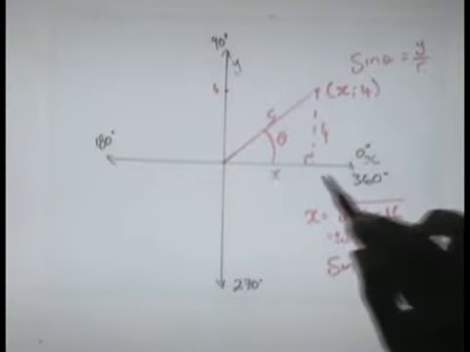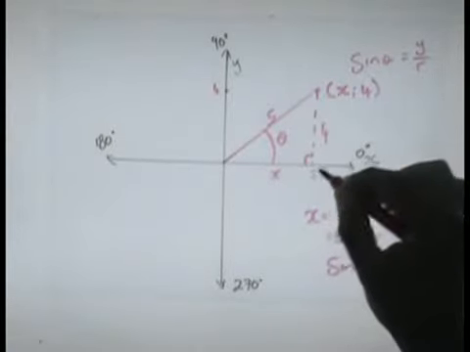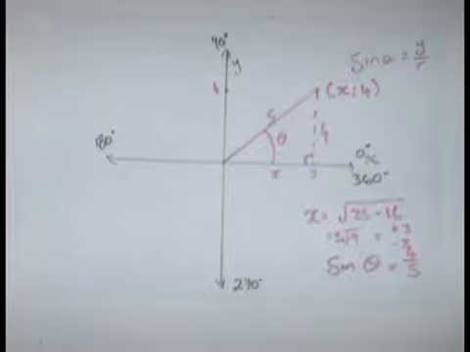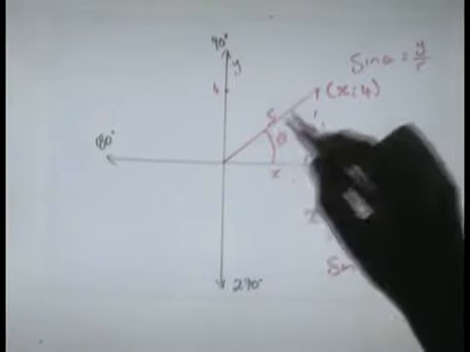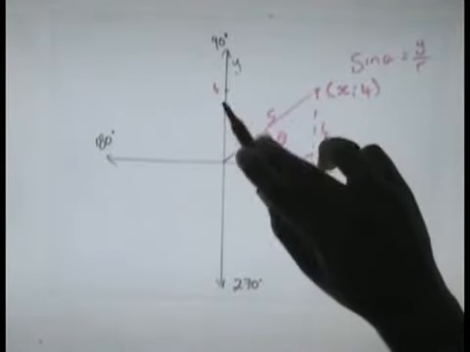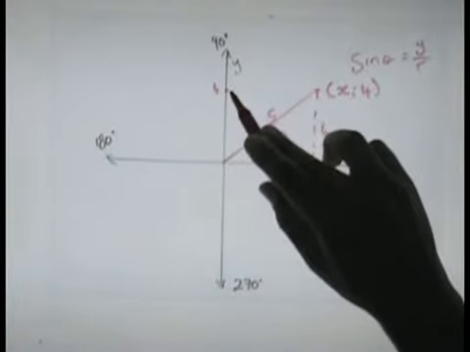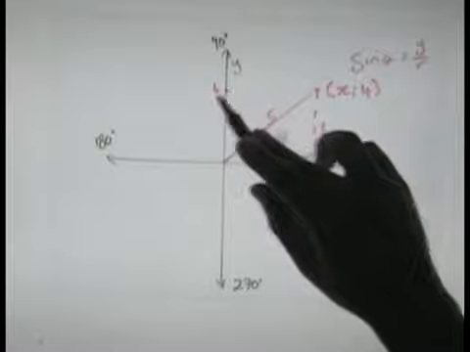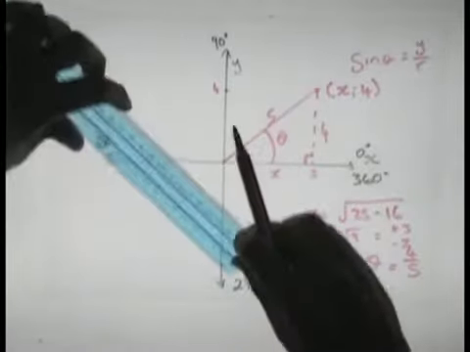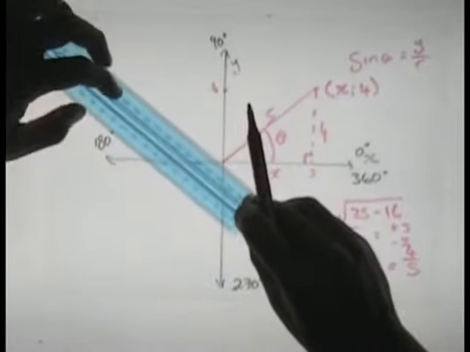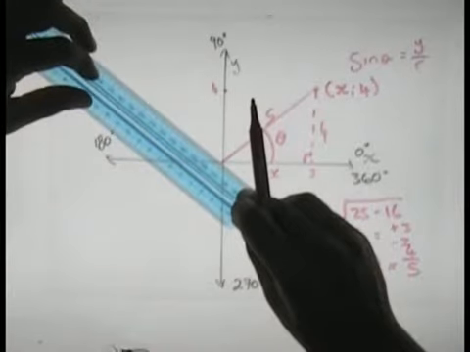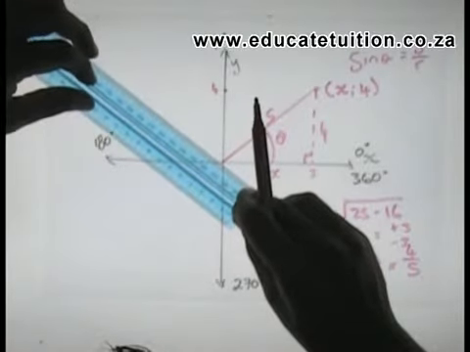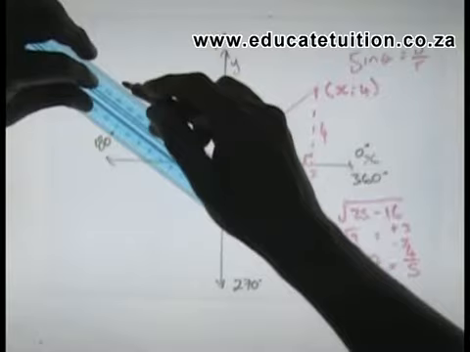Or negative 3. I know that this is positive 3, but with an r value of 5 and a y value of positive 4, couldn't that also be somewhere over here? Couldn't theta also fall over here?